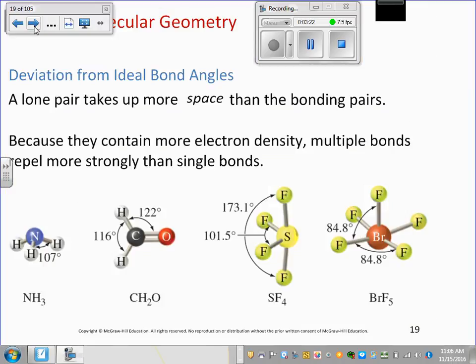Now, as you saw in the VSEPR video, the lone electron pairs in ammonia, you have a lone electron pair above the nitrogen, it pushes a little harder on the hydrogens. Even though the electron domain is tetrahedral, it should be 109.5 degrees, but because that lone pair of electrons is closer, pushes the hydrogens closer together, it's actually 107. Formaldehyde, 3 things, it should be trigonal planar 120. But the carbon-oxygen double bond, instead of having 2 electrons in between, has 4 electrons because it's a double bond. So it pushes a little harder on the hydrogens. We have 116 instead of 120, and 122 instead of 120.